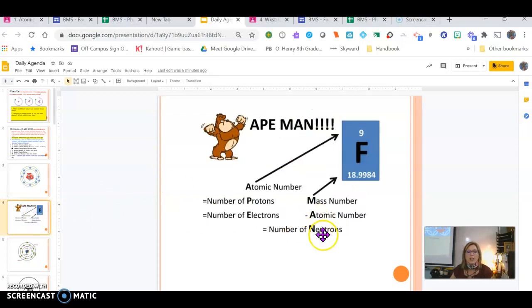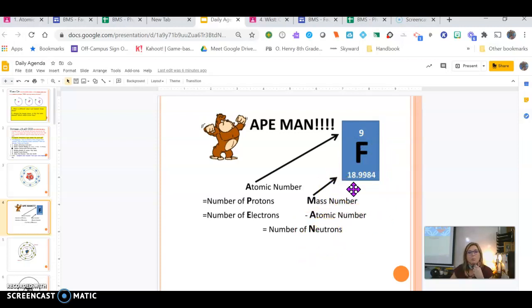So as a review from last class, the atomic number, that number that is above the letter, is going to tell us two things about the atom. It's going to tell us the number of protons it has. It's also going to tell us the number of electrons. Atomic number, protons, and electrons are all the same number. So in fluorine, there's 9 protons and 9 electrons. For the mass, you will always be given the mass number, but we're going to subtract the atomic number from it, and that's going to give us neutrons. Now, this is a decimal number.